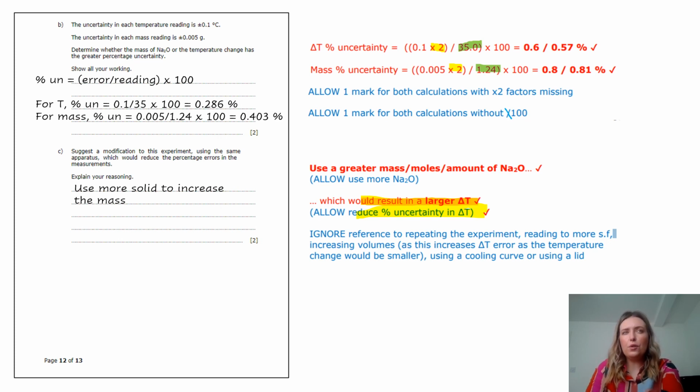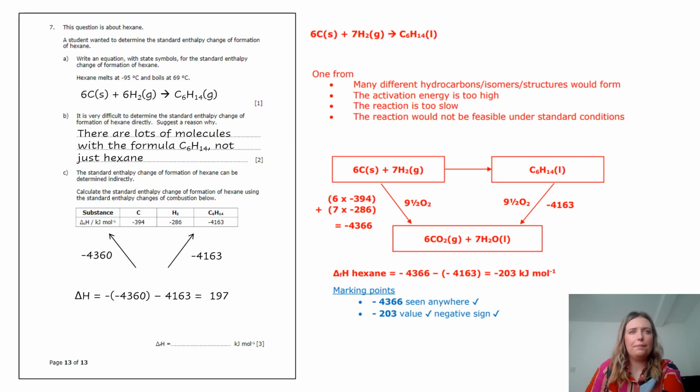If you increase the volume of water that you use, this is going to make delta T smaller, because you're going to be heating up a larger volume, and therefore it's going to increase by a smaller amount. So it's actually going to give the experiment a higher percentage error as a result, which we're not keen on. So this question again, the 2 marks, 1 for the mass, 1 for the delta T.